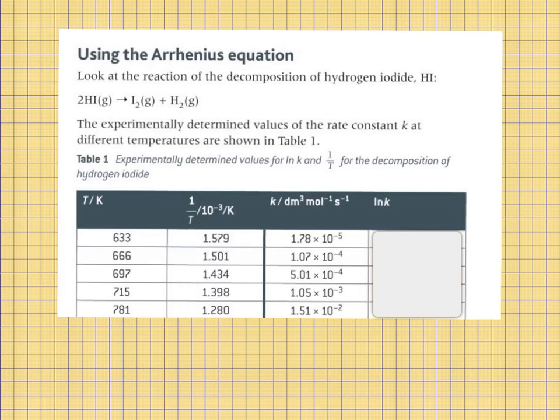So first of all, for 1 over the temperatures, notice here it says times 10 to the minus 3. So on your calculator, that might come out as 1.579 times 10 to the minus 3. So instead of writing times 10 to the minus 3 at the top for each of them, we've put that as 10 to the minus 3 at the top. So the units will be Kelvin to the minus 1.